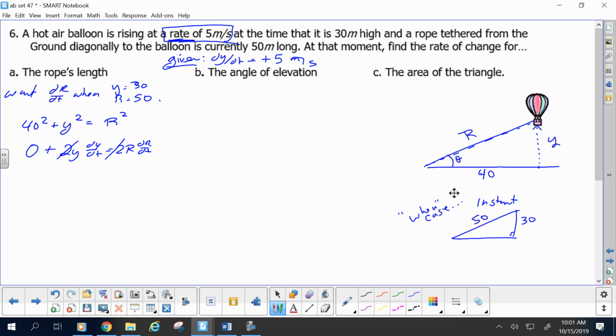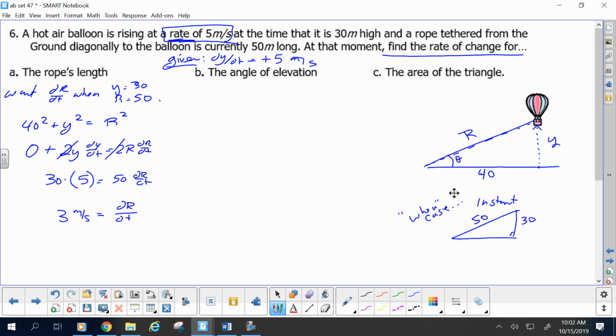Let's sub in. What can I put in for y? 30. What can I put in for dy dt? 5. What can I put in for r? 50. And dr dt is that which I'm looking for, yeah? So what'd you get for dr dt? 3 meters per second. Does it make sense that the rope length is growing? Okay, yes. All right.